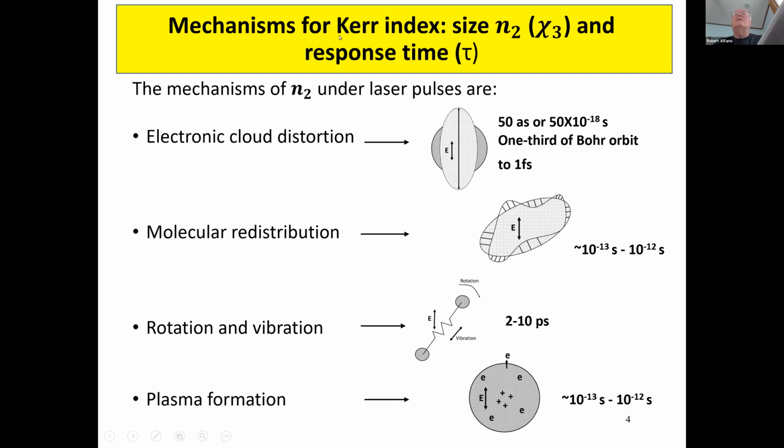So the mechanisms for the Kerr effect N2 are based on chi3 and the response time. Here's a cartoon picture of the different mechanisms. Here, the electron cloud is initially a ball of charge, like an egg, and then you put the electric field on it, and the electron cloud will change into an egg shape, and that's on the order of 50 attoseconds, 1/3 of the Bohr orbit, to 1 femtosecond. So different materials will have different response times of electronic origin. Molecular redistribution is 100 femtoseconds to 1 picosecond, where it changes the molecular shape.